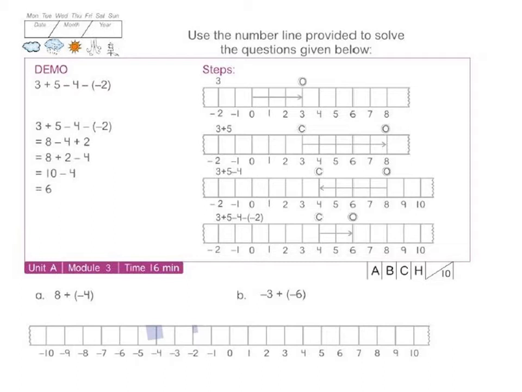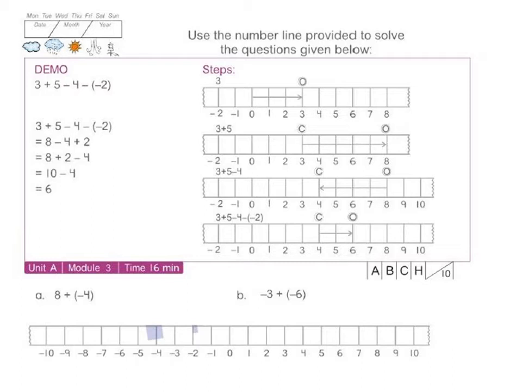So first of all, there is a basic demo. The question is 3 plus 5 minus 4 minus 2. In the first step, we'll go 3 steps to the right hand side of 0. That will take us to 3.